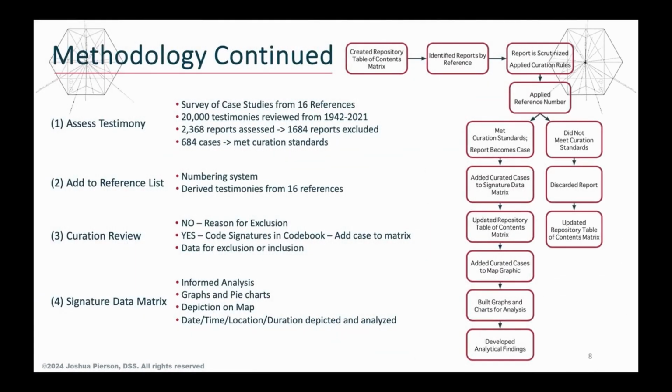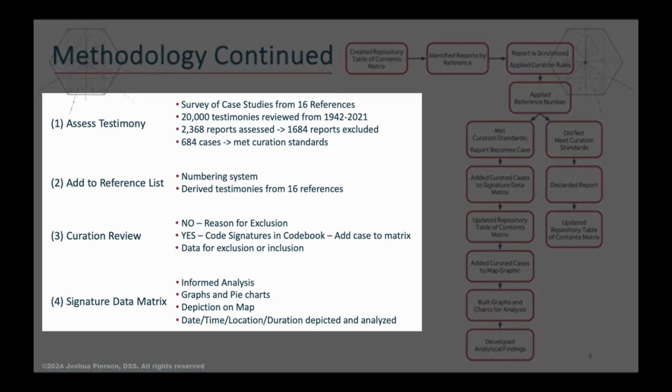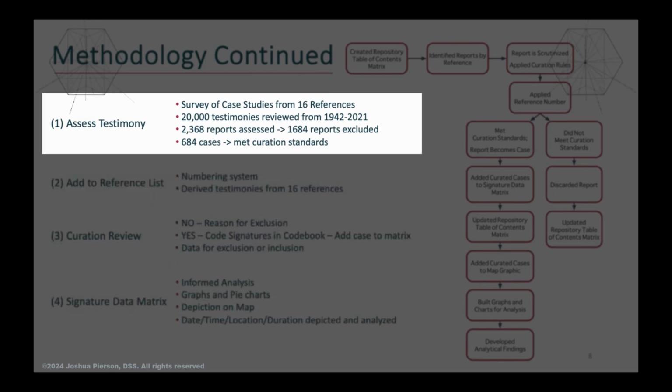Moving on to slide 8, we see the actual process used to determine which testimonies met curation standards. Starting on the left with the 4 steps, I began by assessing the testimonies derived from 16 references. I reviewed approximately 20,000 testimonies and surveyed these testimonies that occurred between 1942 and 2021.